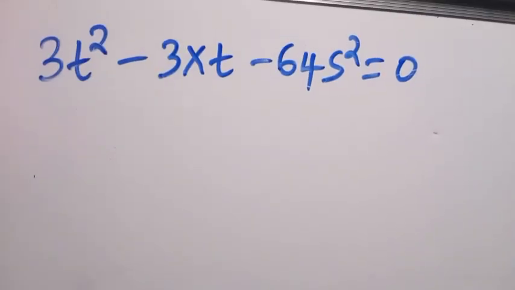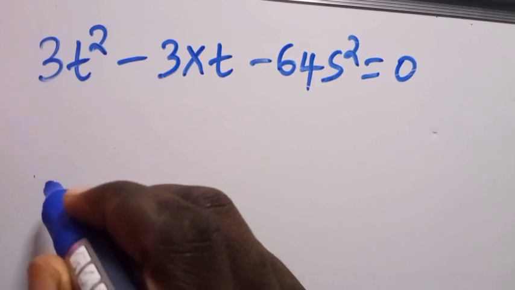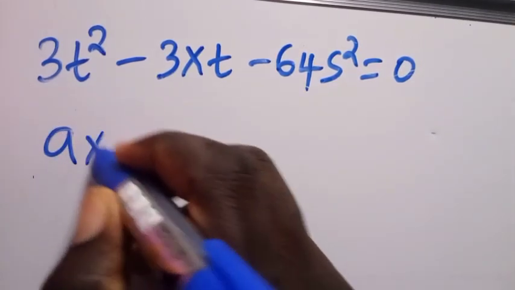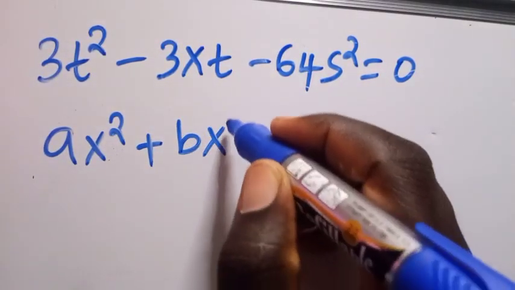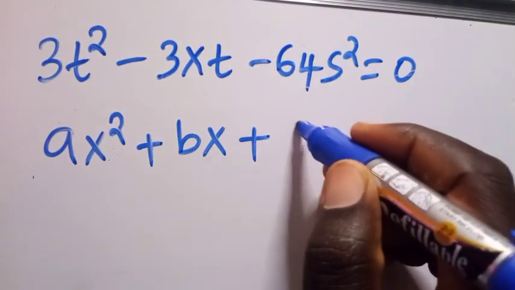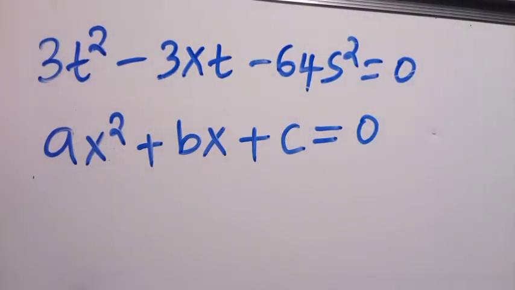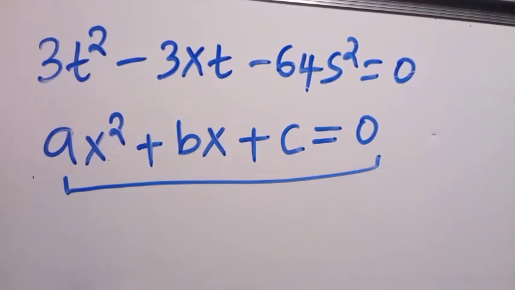Now, at this point, the general quadratic equation is always in this form. That is ax squared plus bx, then plus c, which is the constant, equals 0. This is the general quadratic equation. It is always in this form.